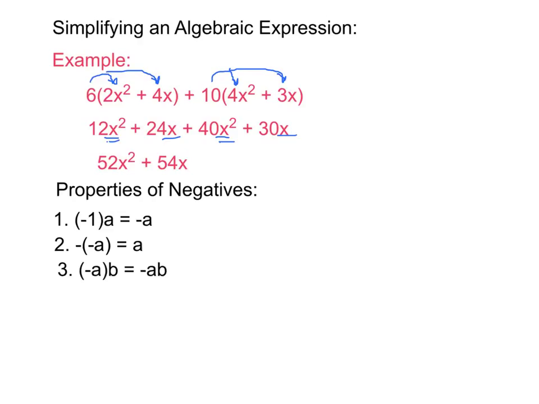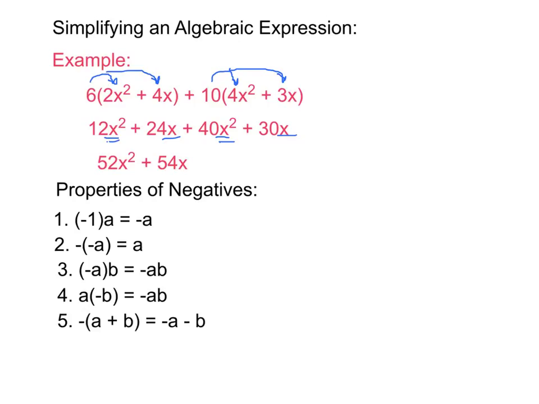Now the next property is that the quantity minus a, times b, is simply equal to minus ab. So if you've got something in parentheses that's negative multiplied by something outside that's positive, it's equal to minus a times b. Now similarly, if you've got a times the quantity minus b, it's also equal to minus ab.